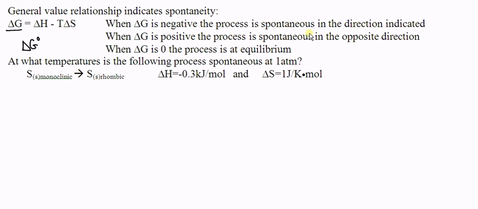When delta G is negative, the process is going to be spontaneous in the direction indicated. When delta G is positive, the process is going to be spontaneous, but in the opposite direction indicated by the reaction. And when delta G is 0, the process is at equilibrium.